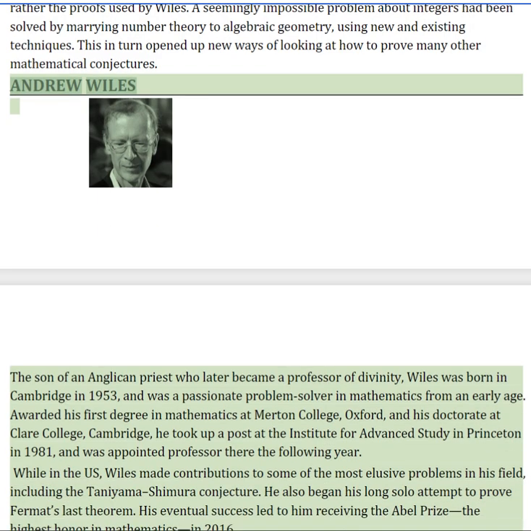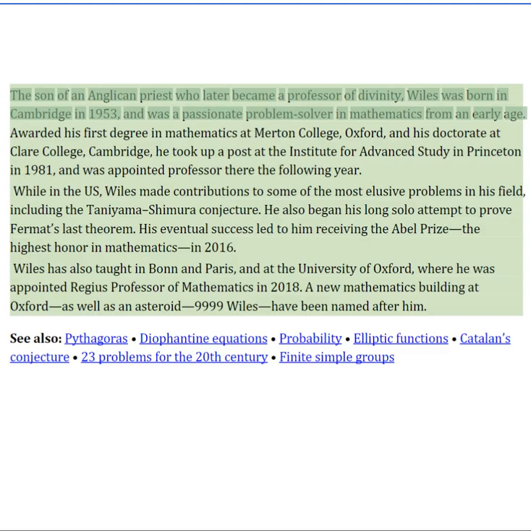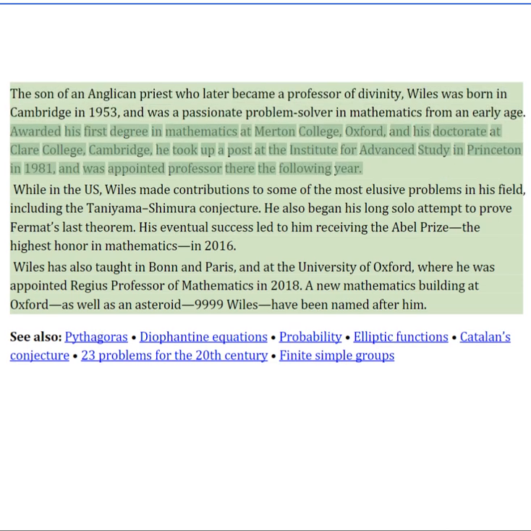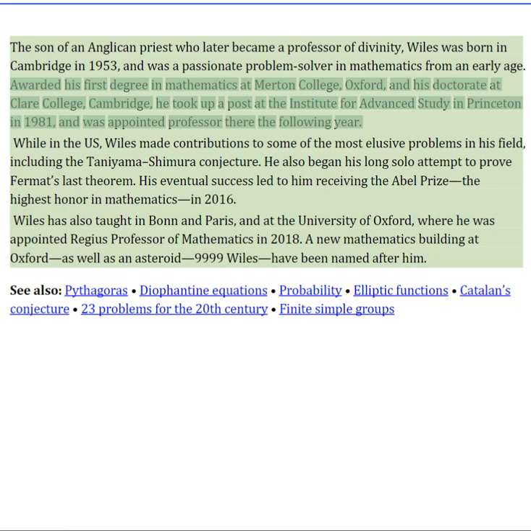Andrew Wiles. The son of an Anglican priest who later became a professor of divinity, Wiles was born in Cambridge in 1953, and was a passionate problem solver in mathematics from an early age. Awarded his first degree in mathematics at Merton College, Oxford, and his doctorate at Clare College, Cambridge, he took up a post at the Institute for Advanced Study in Princeton in 1981, and was appointed professor there the following year.